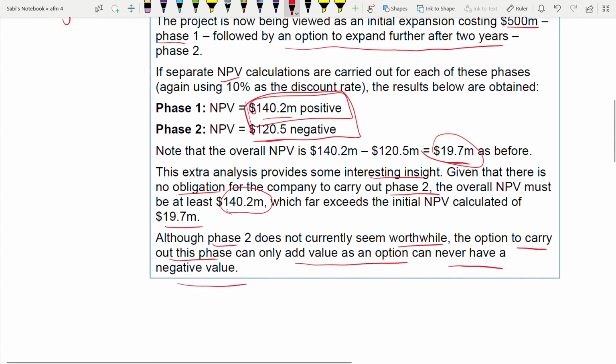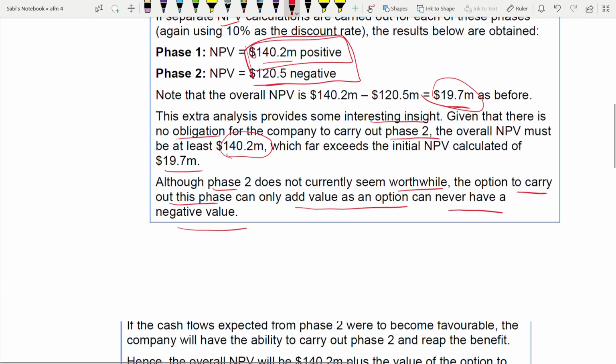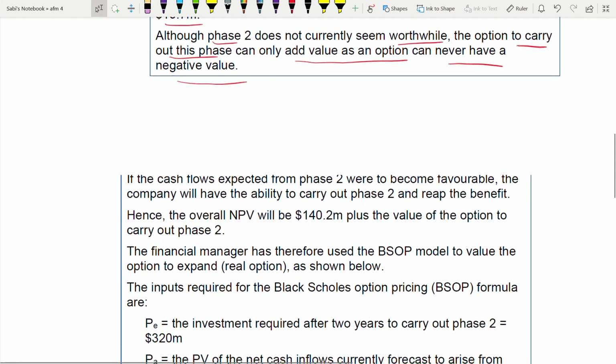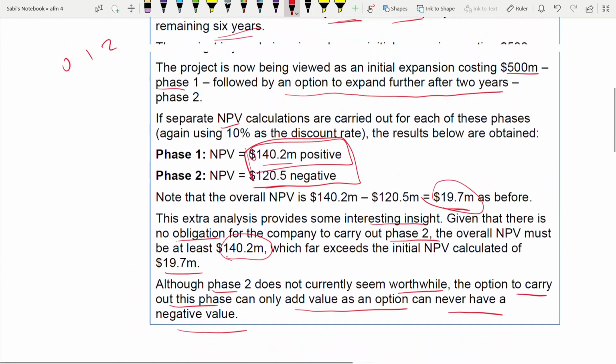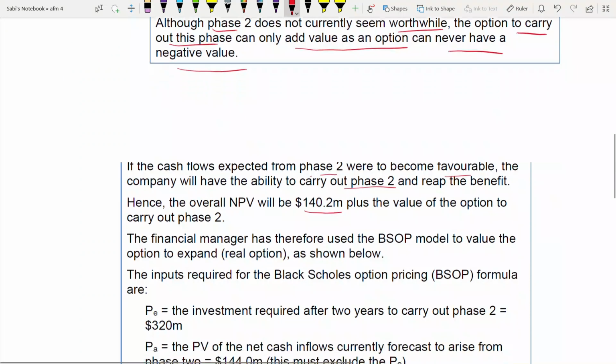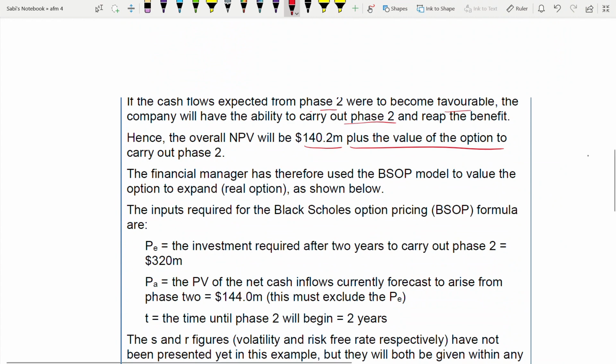Did we see that? We saw that earlier, right? Intrinsic value will be 0 or positive, never negative. So you cannot say the option will not have a value. It will have a value. So if the cash flow expected from phase 2 becomes favorable, the company can carry out phase 2 and get the benefit. So the overall net present value will be 140.2, which is from phase 1, plus the value of the option to carry out phase 2.